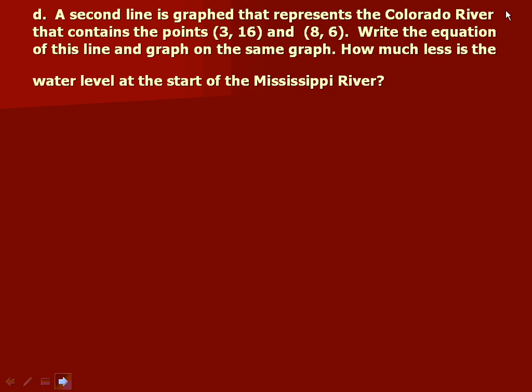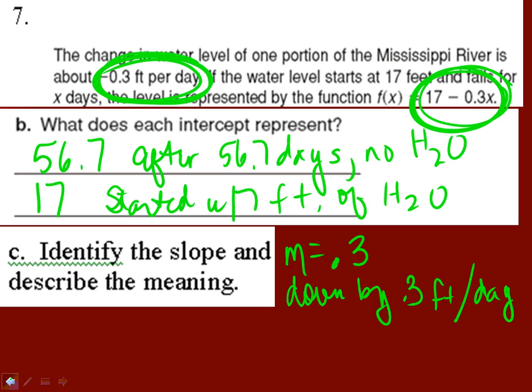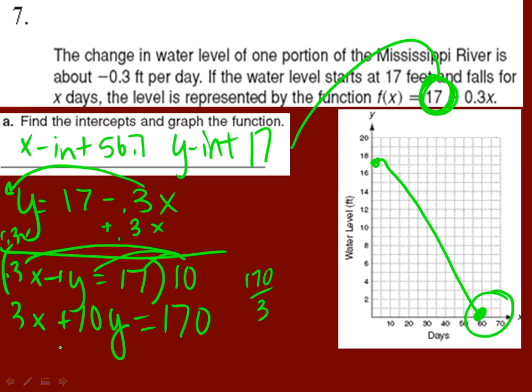All right, a second line is graphed with the Colorado River. So go back to your graph. And I've got a graph. Tell me the points I'm going to graph. 3, 16. So I'm going to about where 3 is and to 16. And the second point is 8, 6.